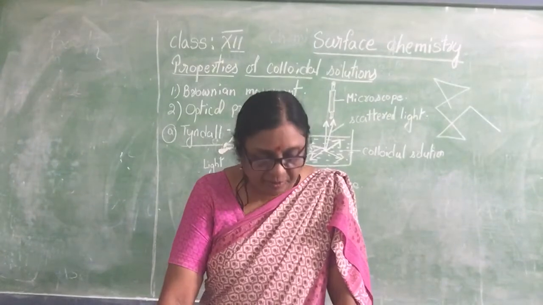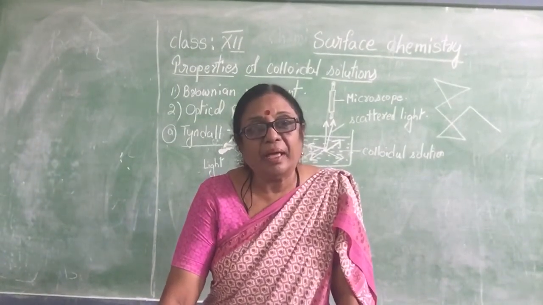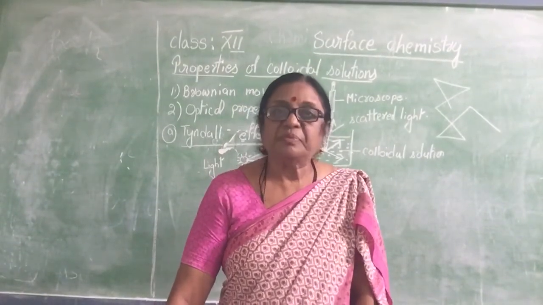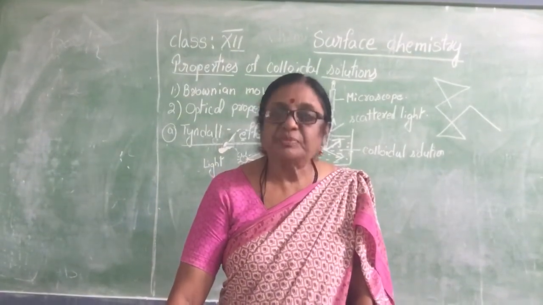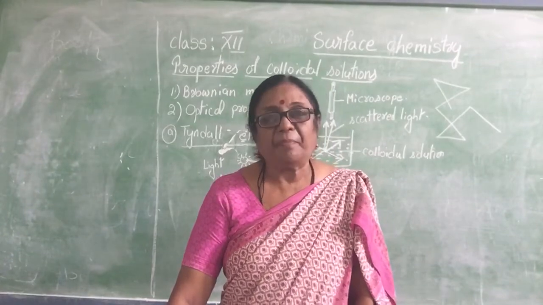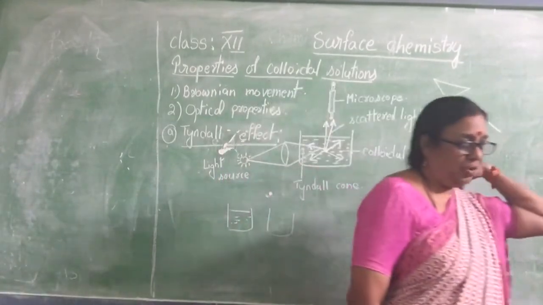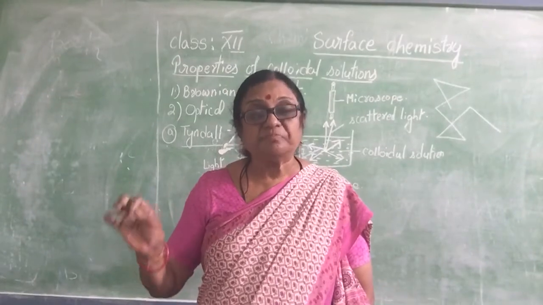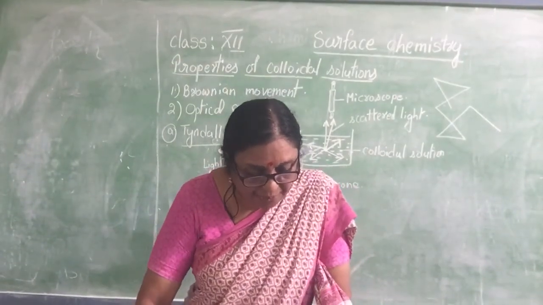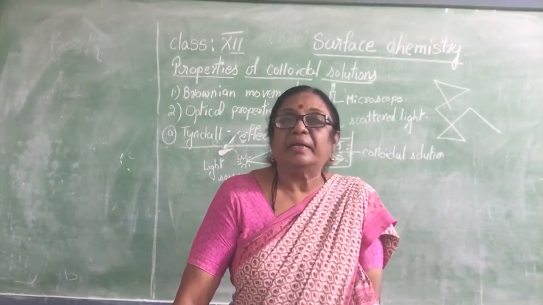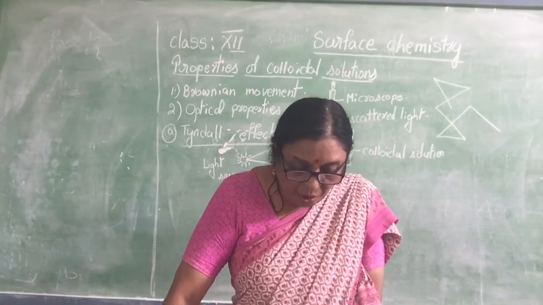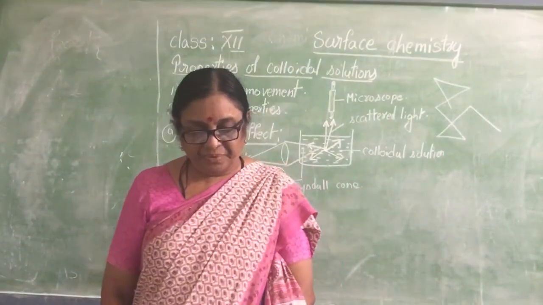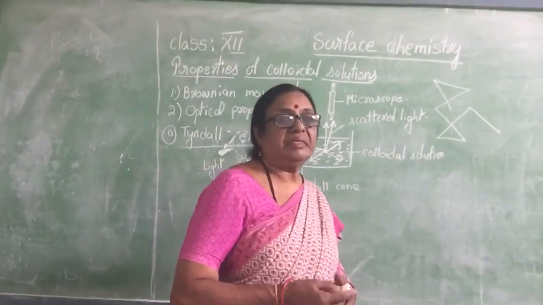Now, children, what is the cause of the Brownian movement? The Brownian movement has been explained due to the unbalanced bombardment of the particles by the molecules of the dispersion medium. The molecules of the dispersion medium are constantly colliding with the particles of the dispersed phase. Are you following, children? Therefore, the impact of the dispersion medium molecules is unequal, causing a zigzag motion of the dispersed particles. Okay, children, clear?